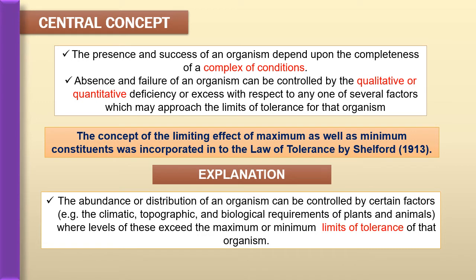The abundance or distribution of an organism can be controlled by certain factors like climatic, topographic, and biological requirements of plants and animals, where levels of these exceed the maximum or minimum limits of tolerance of that organism. All nutrients required for the growth and development of an organism or plant are equally important, but any nutrient in abundance may limit other nutrients' absorption, thus indirectly restricting or limiting the growth of the organism or plant.